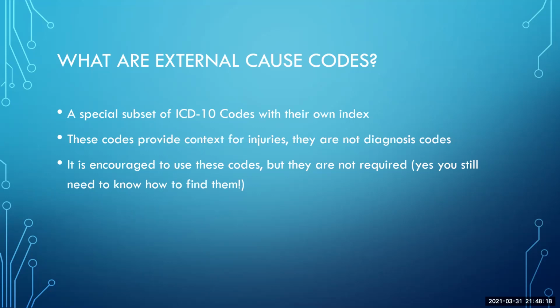Z codes can include encounter codes, things like encounter for a vaccination or preventive service, and Z codes can provide some additional context that's unrelated to an injury, like personal history of breast cancer or family history of alcoholism or something like that. But external cause codes are exclusively providing context for injuries.